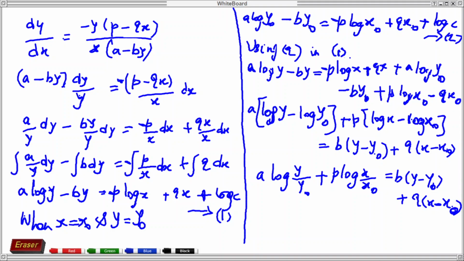So on integrating this expression, we get a into log y, because we know the familiar formula, the integration of dy by y is equal to log y. Then minus, in the second term we have b into dy under the integral sign, where b is a constant that can be taken outside, then minus b into y. On integrating the second term, we get this. Similarly, on the right hand side, we get minus p into log x plus q into x.